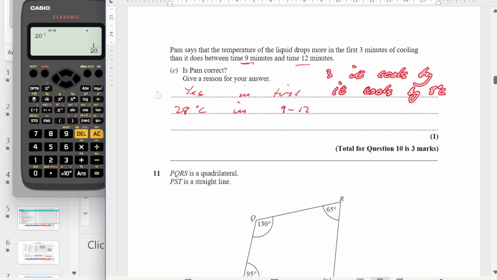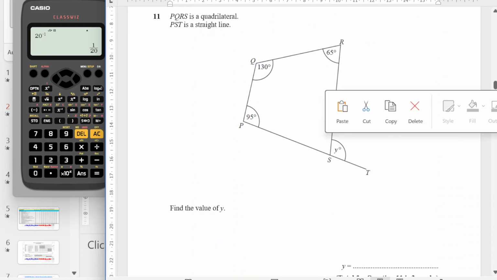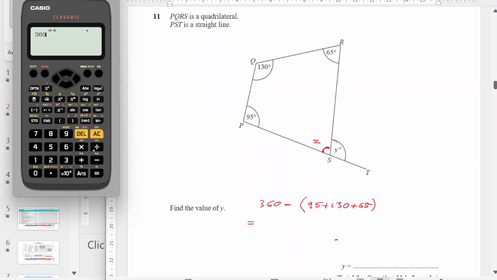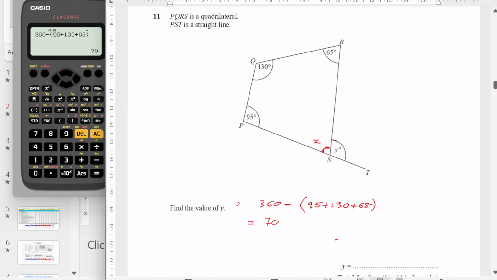Okay, question 11. So we've got a quadrilateral, work out the size of y. To work out the size of y, we need to work out the size of this angle here. I'm going to call that x to start with. So I'm going to do 360 minus the 3 known angles added together, so 95 plus 130 plus 65 is equal to. So it doesn't ask for reasons, but I've kind of made it clear what I'm going to do. And again, I wouldn't do anything other than type that into my calculator. So that angle x is going to be 70.